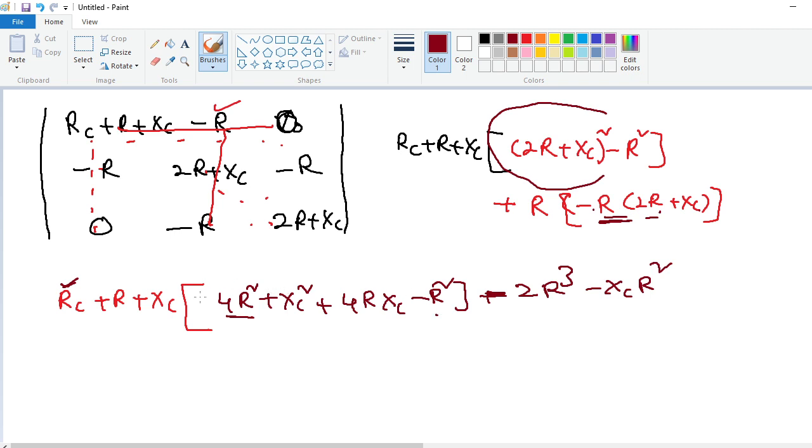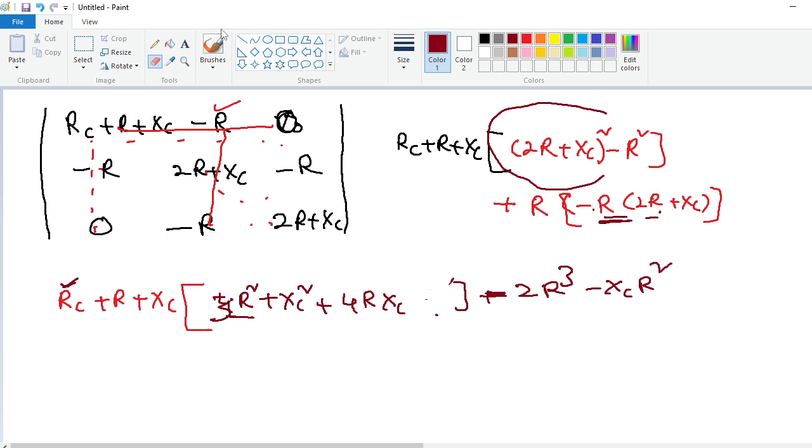Simply 4R square minus R square is equal to 3R square. So now this R square is omitted. Why? Because 4R square minus R square is equal to 3R square. Okay, now this is 3R square.